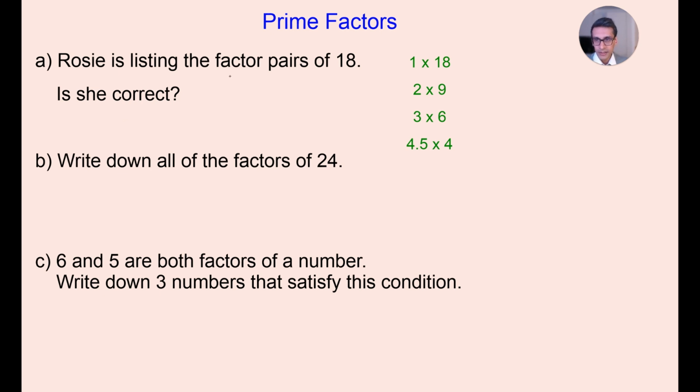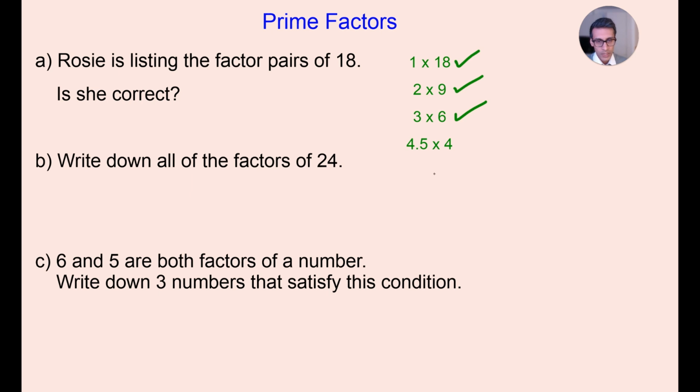Now Rosie is listing the factor pairs of 18. Is she correct? Well, factor pairs are pairs of numbers that multiply to give you 18. So 1 times 18 is correct. 2 times 9 is correct. That will give you 18. 3 times 6 is also correct.